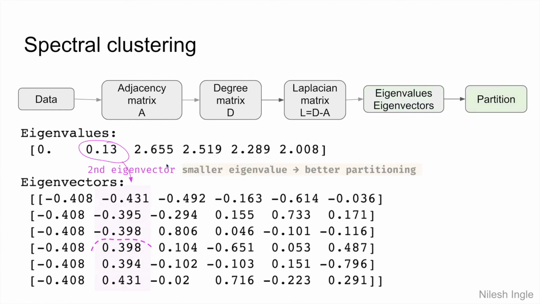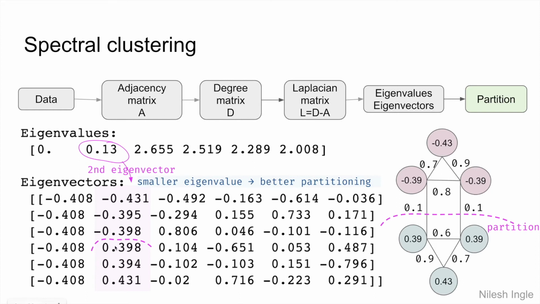Now, what we then want to do is pick the second eigenvector based on this, because the second eigenvalue is better. The smaller the eigenvalue, the better it is for partitioning. So we pick the second vector and then use that to partition or cut the graph to create the cluster. So we can, for example, use this particular eigenvector to partition this graph, shown by a dotted magenta line here.